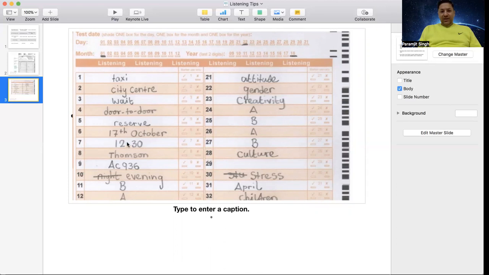Now 12:30, this is wrong. It should be 12, colon, 30. Now if they are also asking AM or PM, you write AM or PM. 12:30 is a single word. You can cut and write, but it's better to rub it and write your new answer. So these are the tips for your listening test.